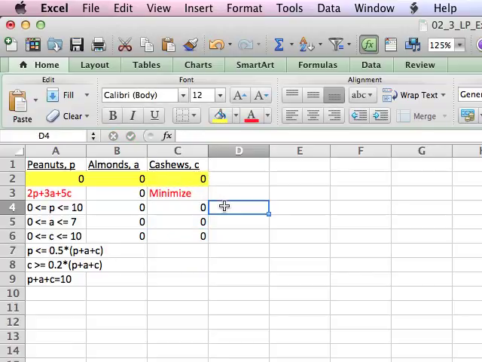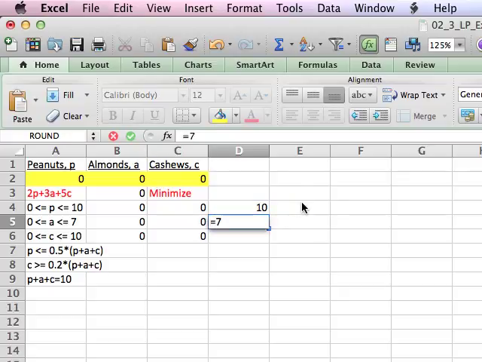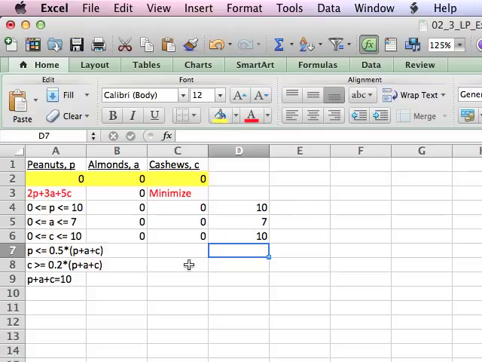And then on the right, I'm going to bound those by the constants that we have. So 10 for peanuts, 7 for almonds, 10 for cashews. Now these three don't have that lower bound thing going on, but I don't want to get confused about where my variables are. So I'm going to start over here now for the expression that is on the left.